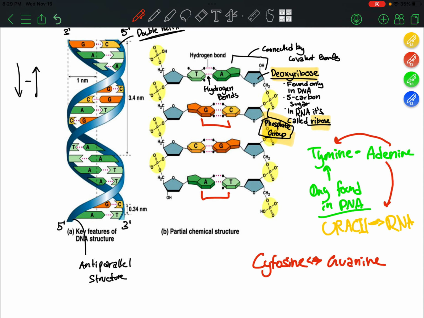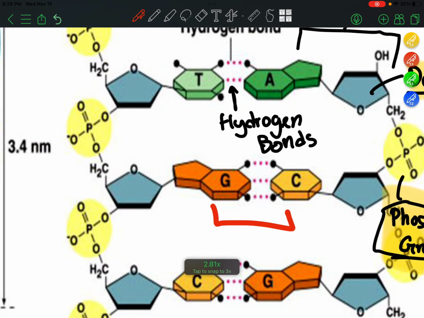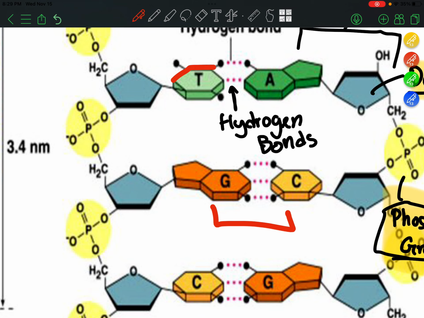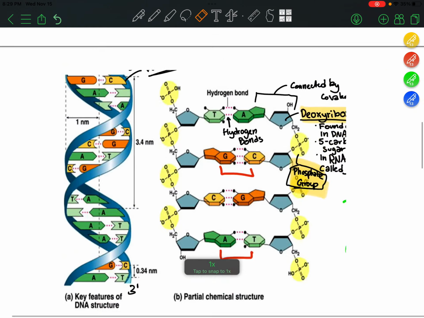Now, we need to know the structure of them. If we look at the diagram here, we see that thymine is like 1 pentagon, while the adenine is like 2 pentagons. And you can also see the exact same thing here and here. Why is that? We need to know that these are pyrimidines and purines. It's a weird name, but you need to know it. It's called pyrimidines and purines. Now, I'm going to write them down for you.